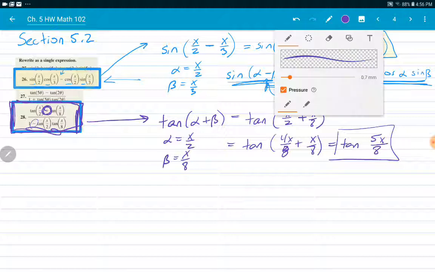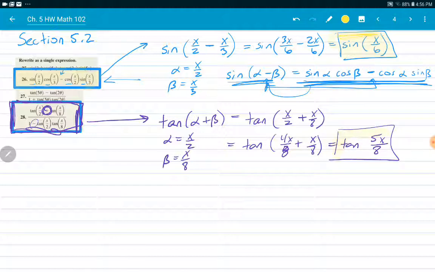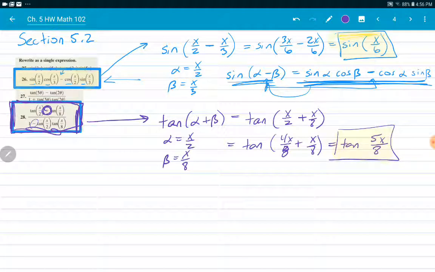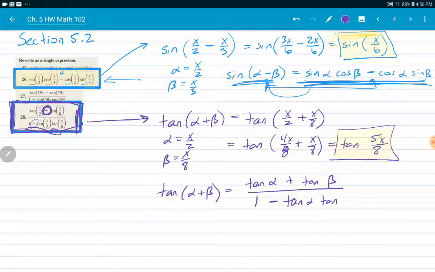And that is my final answer for tangent. And just as a reminder, our tangent equation is always tan of alpha plus, same sign in the numerator, tan of beta over 1, and then the opposite sign, so that's 1 minus the product of tan alpha and tan beta.